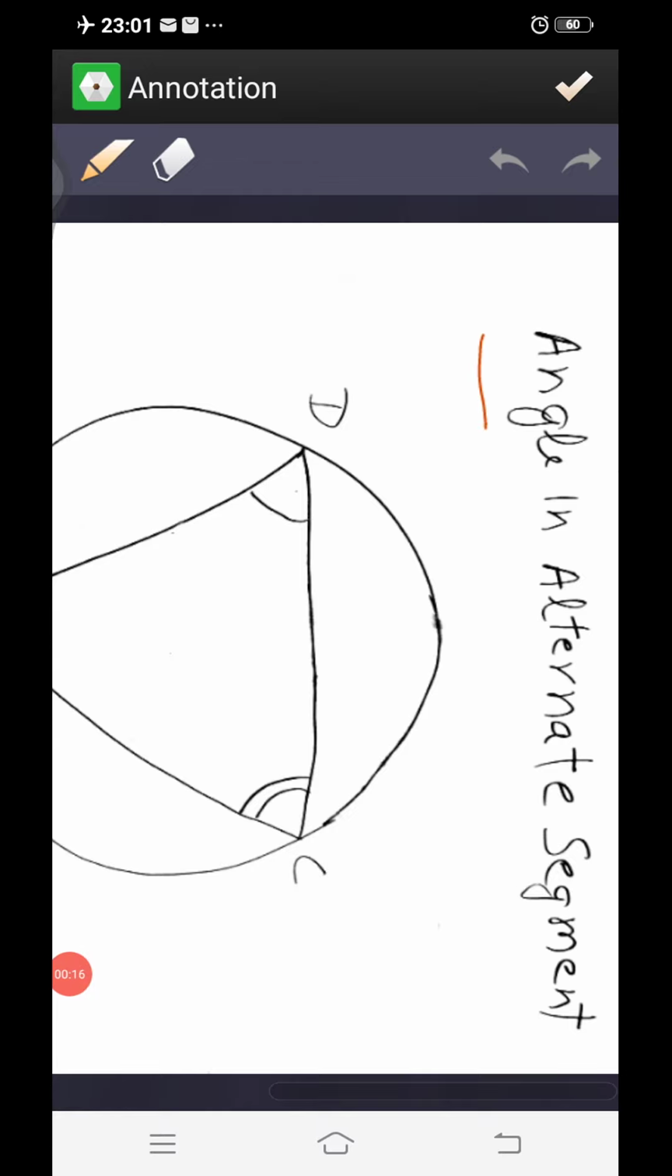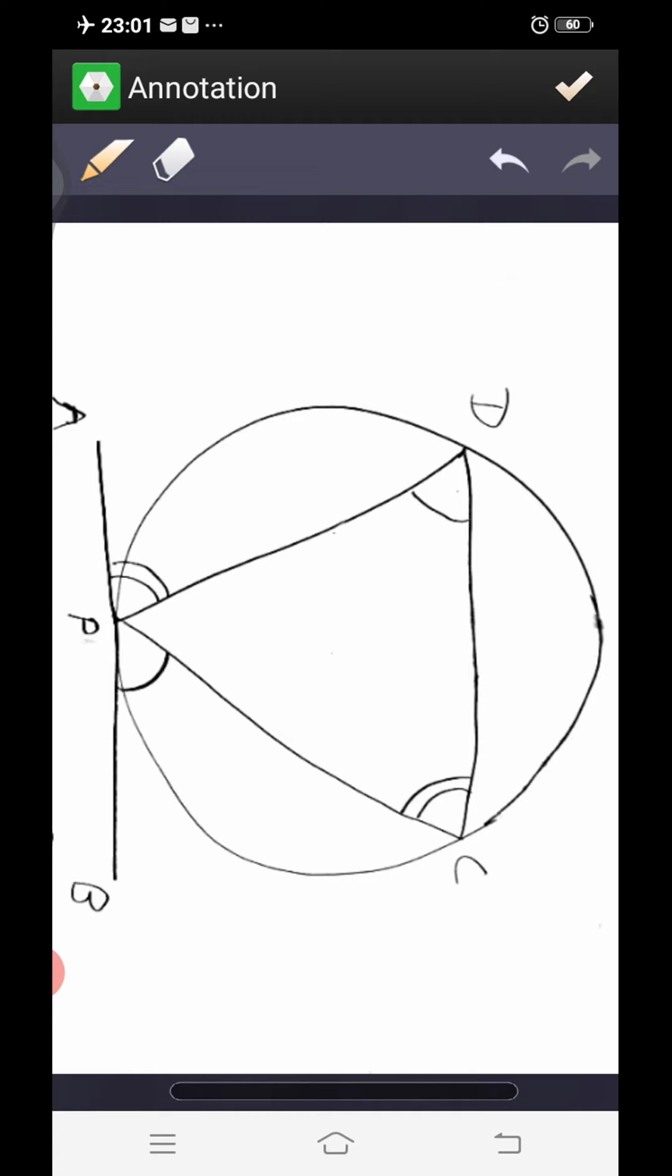Angle in alternate segment. What is this thing? You see here we have a circle and this APB is a tangent drawn. Then one of the chords is drawn, suppose like this. Now we can see here this angle is formed. Then this chord divides the circle into two segments. This is one segment, this is another segment.